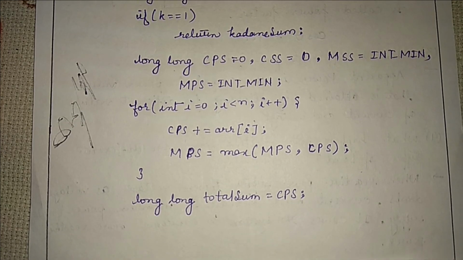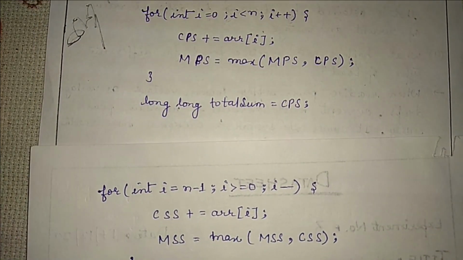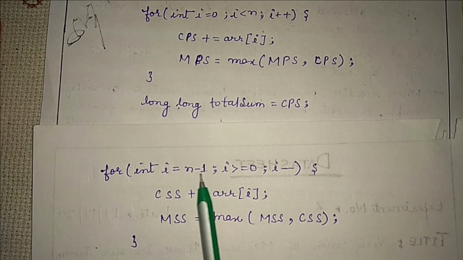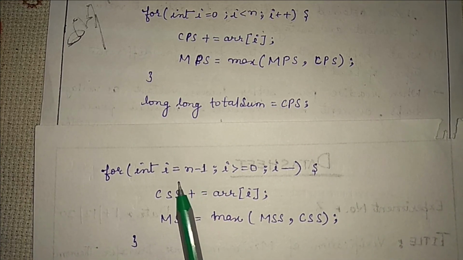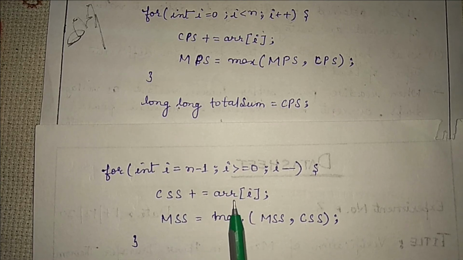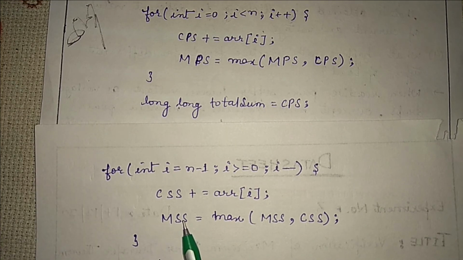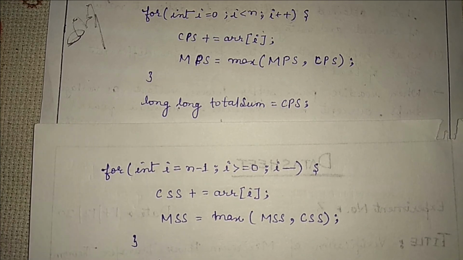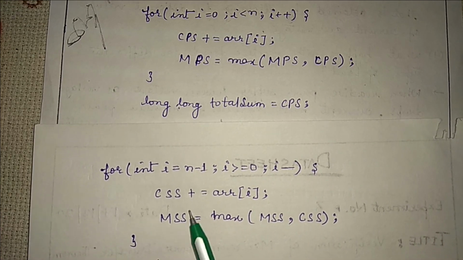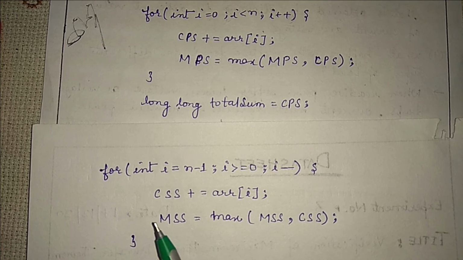Similarly, in the suffix sum, what we have to do is run a loop from the end of the array, and what I will do is for n-1 element to 0, I'll update current suffix sum with the ith element, and after that I'll calculate the maximum suffix sum using that. Whenever it is greater, I'll update this maximum suffix sum variable.